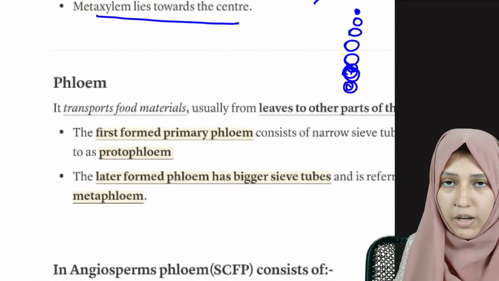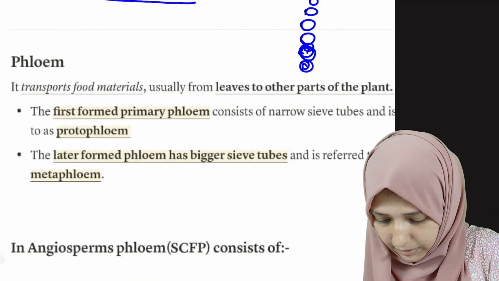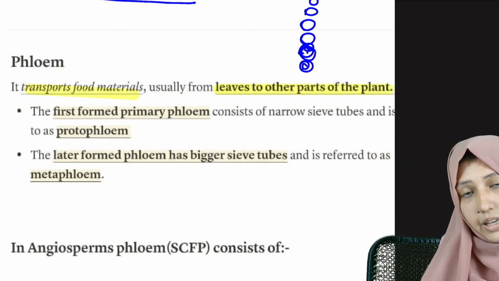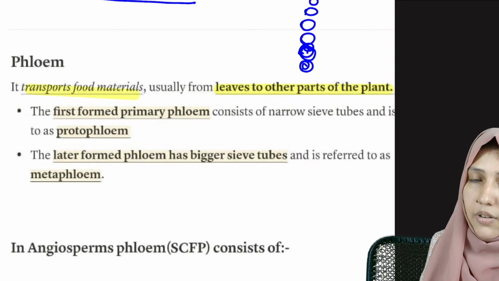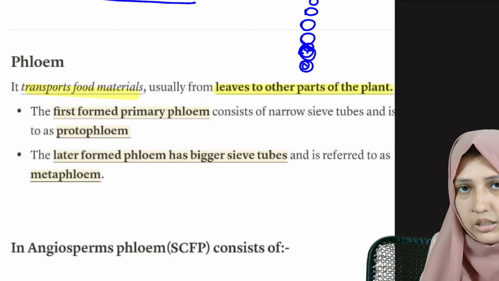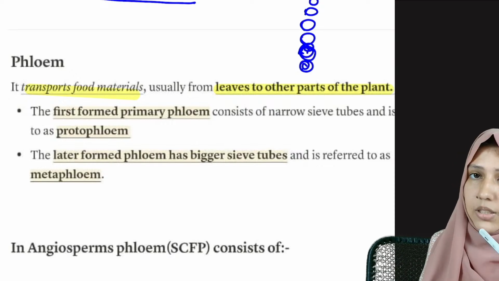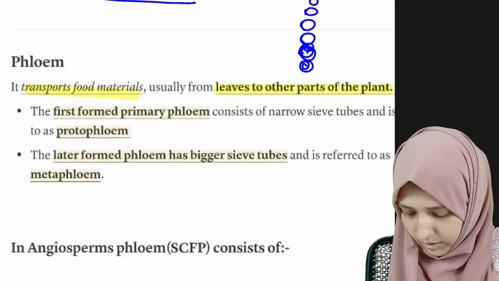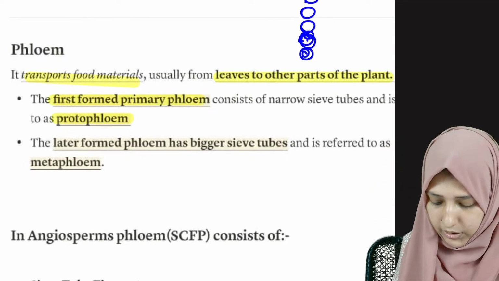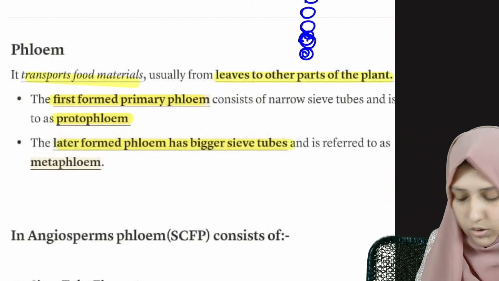Clear? Now coming to the second type of complex tissue, it's phloem. Phloem is helpful for transporting the food materials from leaves to other parts of the plant. The xylem was transporting the water and minerals from root to leaves and other parts of plants, but here the process is reversed, which means the made food is carried to the other parts of plants. Clear? Now the first formed primary phloem will be called, as usual, protophloem, and the later formed phloem, which has bigger sieve tubes, will be known as metaphloem.